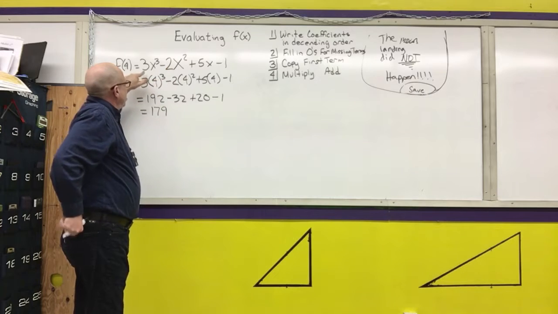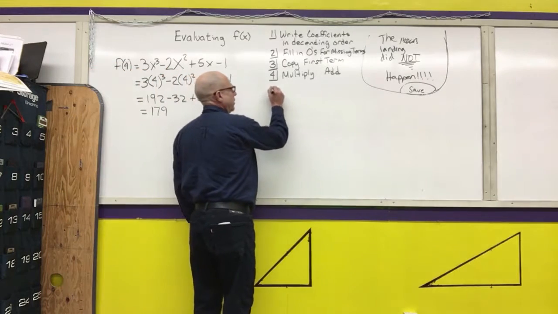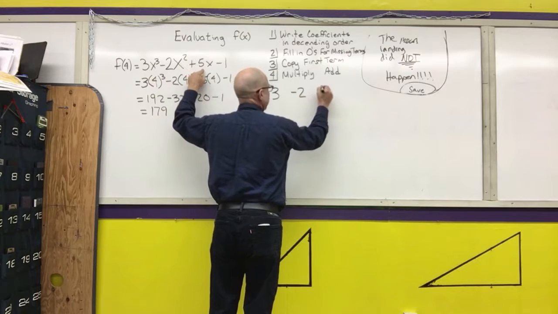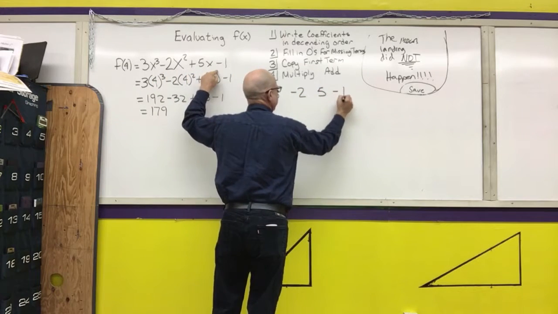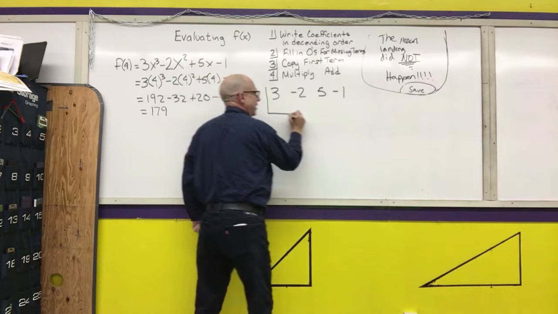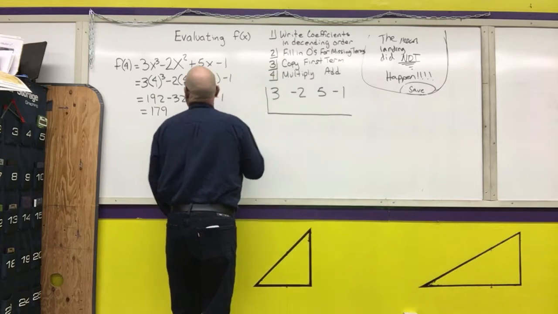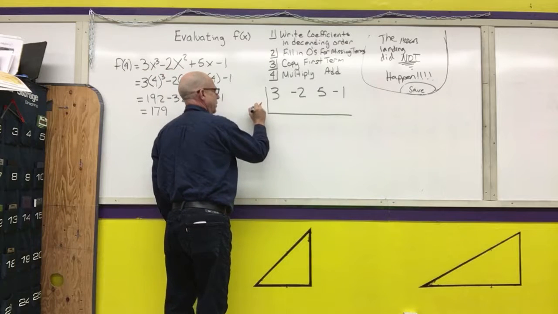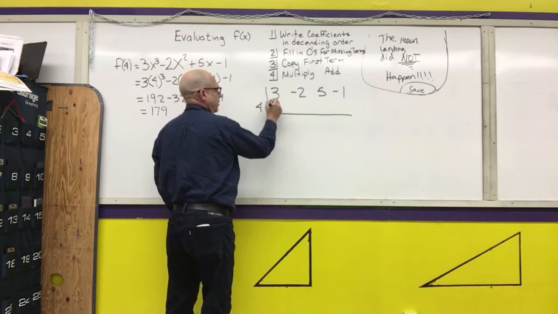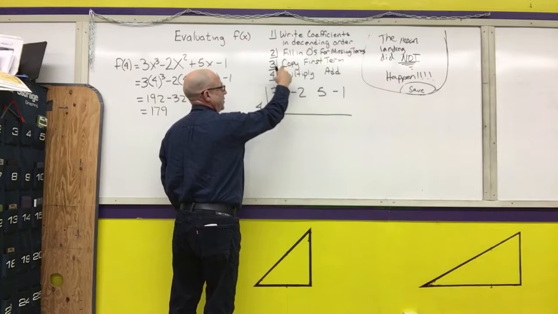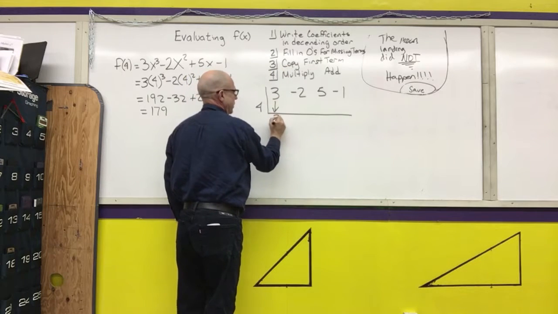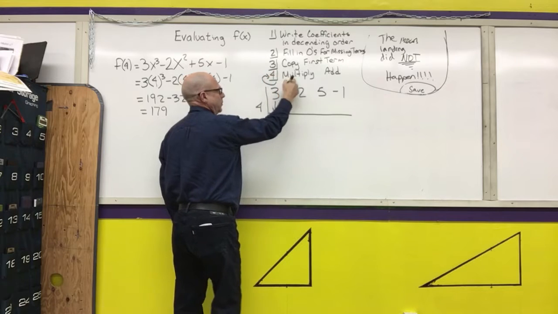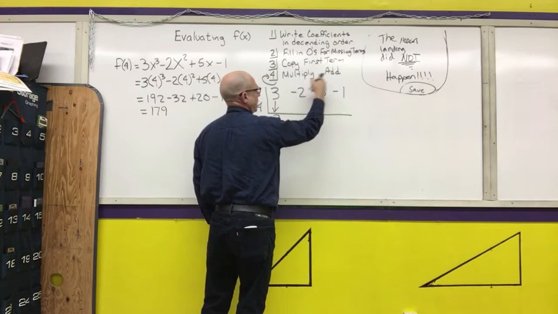So for this first example, I'm going to write down a 3, a negative 2, a 5, and a negative 1. Put a little box around it. I'm going to copy what I'm evaluating out here. Now my repeated steps. Copy the first term. And then this step 4, you're just going to keep on repeating. Multiply, add, multiply, add, multiply, add.